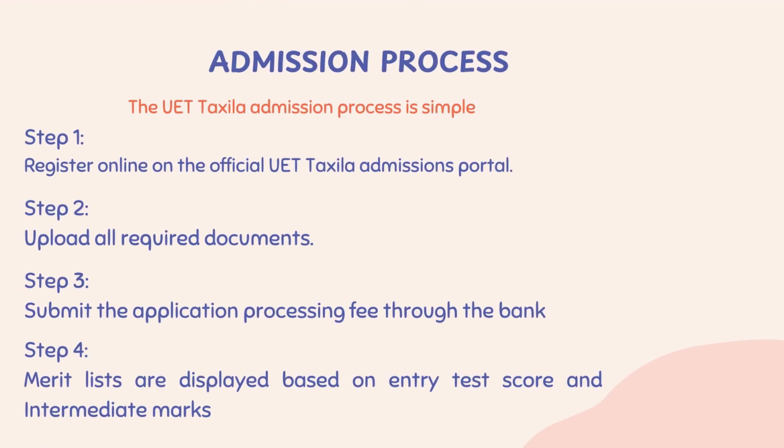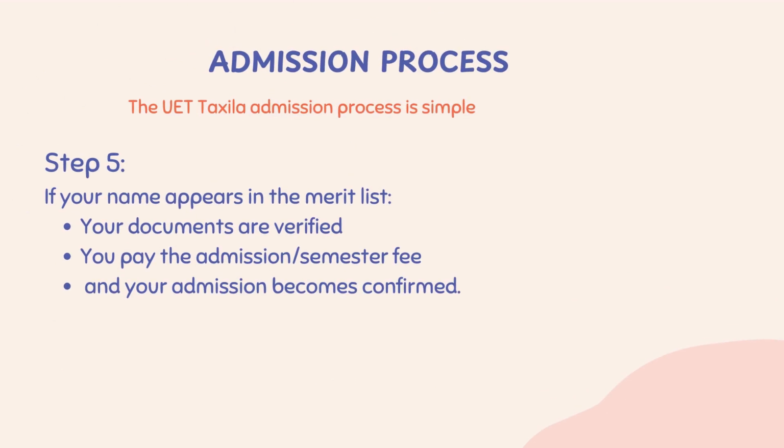The UET Taxila admission process is simple. Step 1: Register online on the official UET Taxila admissions portal. Step 2: Upload all required documents. Step 3: Submit the application processing fee through the bank. Step 4: Merit lists are displayed based on entry test score and intermediate marks. Step 5: If your name appears in the merit list, your documents are verified. You pay the admission semester fee, and your admission becomes confirmed.